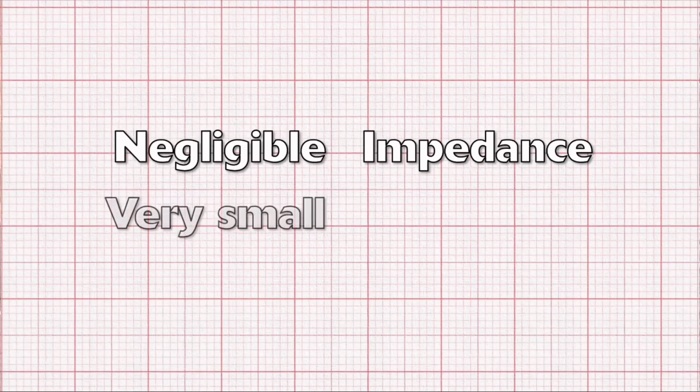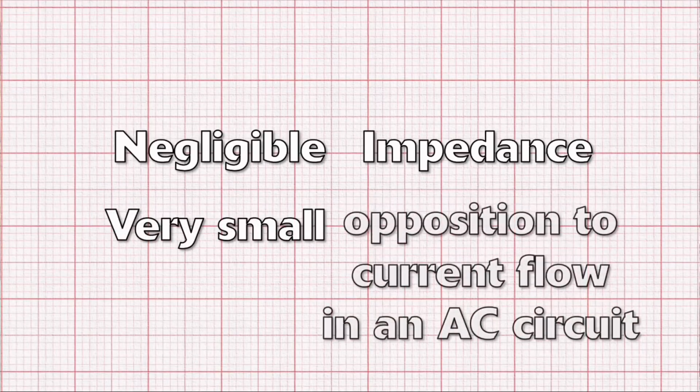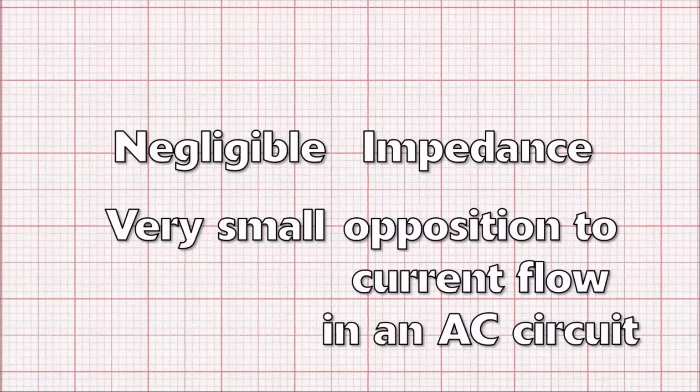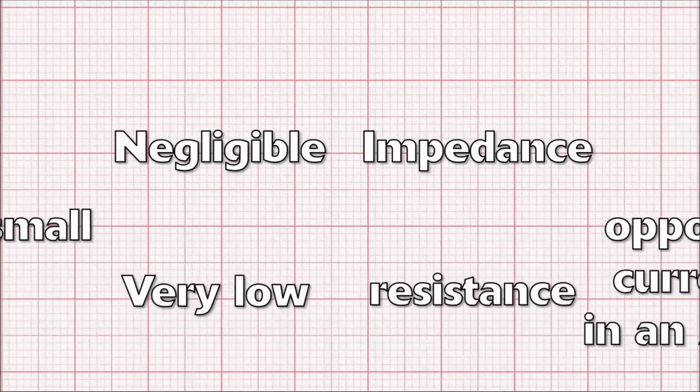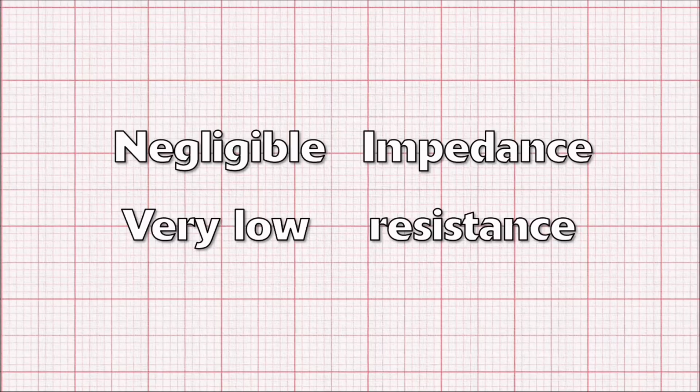Negligible just means very, very small, and impedance is total opposition to current flow in an AC circuit. I'll get pilloried by pedants in the comments for saying this, but if it helps, just think of it as sort of very low resistance in a circuit. So a fault of negligible impedance sort of means a fault of very low resistance.